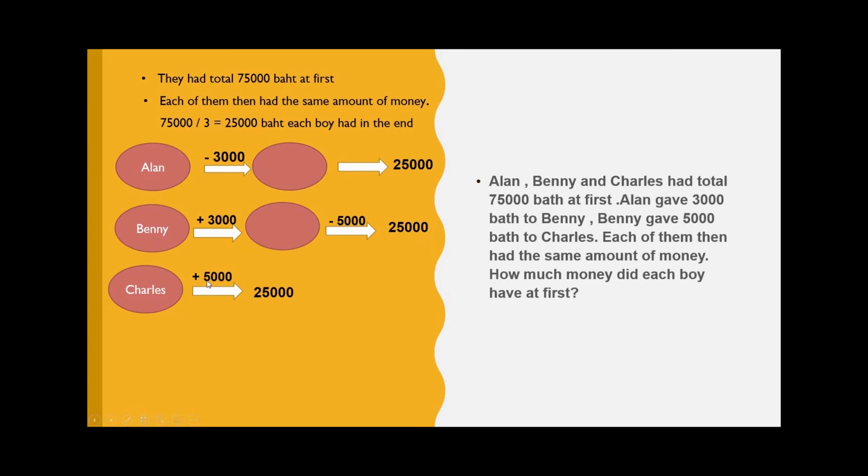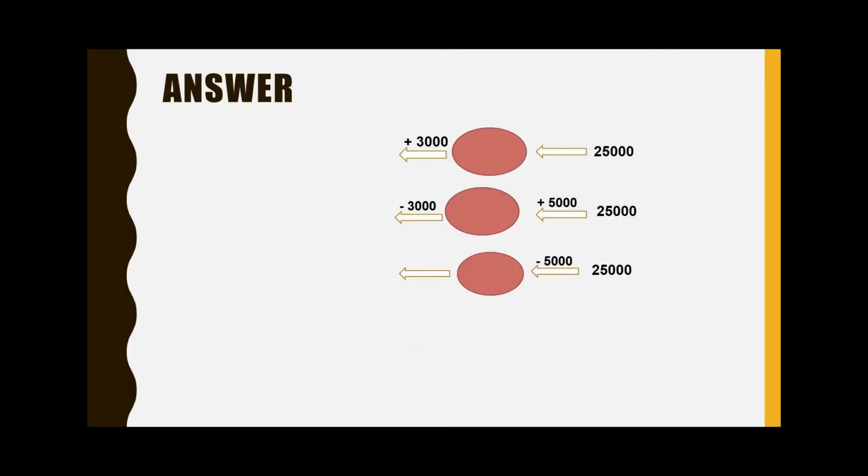Charles didn't share his money with anyone. He just received 5,000 baht from Benny. And he has 25,000 baht now. For solving this problem, again, we have to move backward.